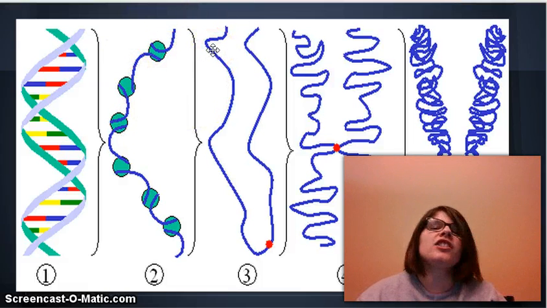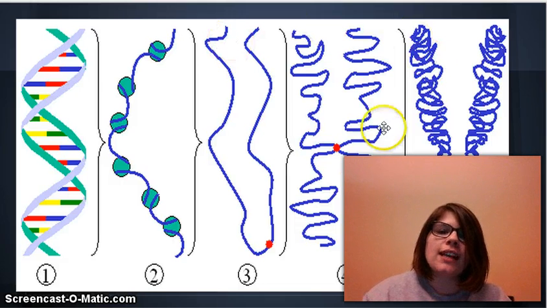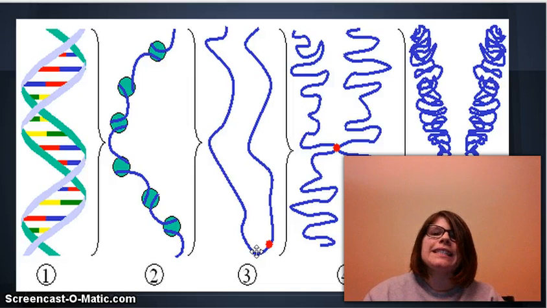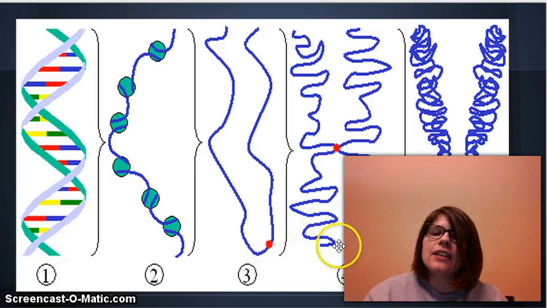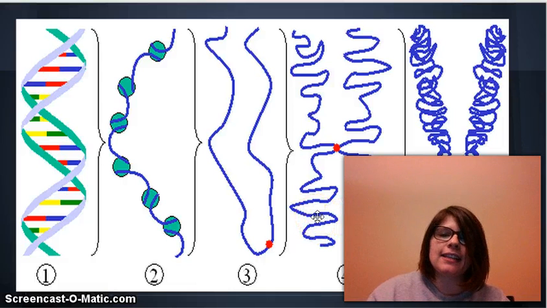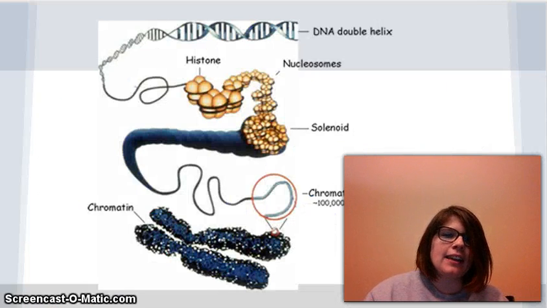And number 3, we actually have unwound DNA, but you can start to see that centromere forming when it's winding up. So this red dot here is going to be our centromere, and it's all unwound. Now, we can see it starting to condense into the chromosome in number 4. And it's not totally wound, it's not totally condensed into a chromosome, but that chromatin is becoming a chromosome, and we can see it getting tighter. And lastly, number 5, we have our chromosome. So let's go ahead and move on.